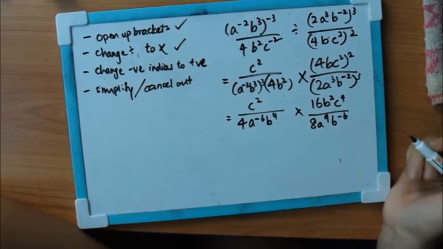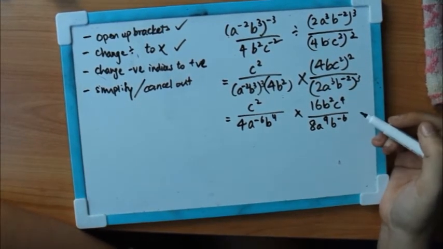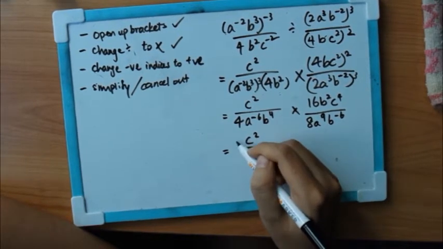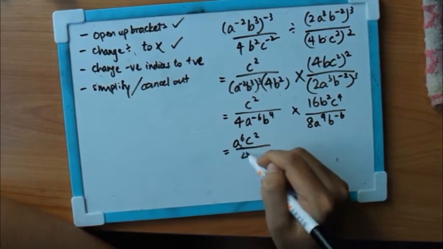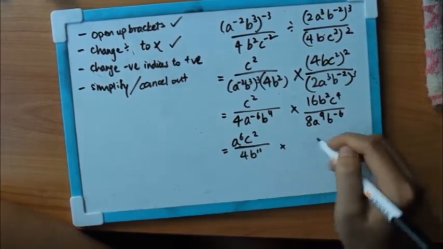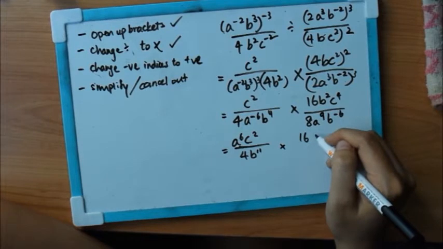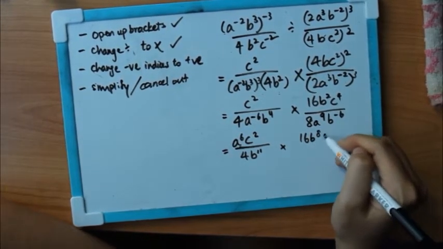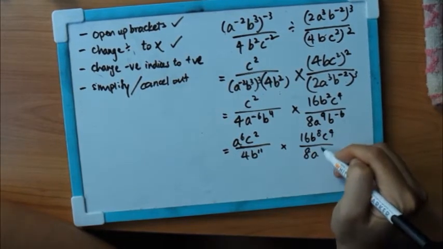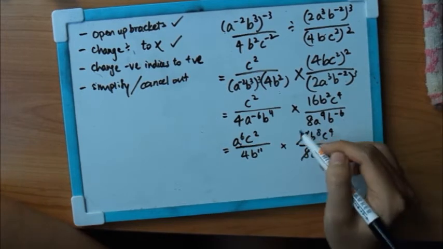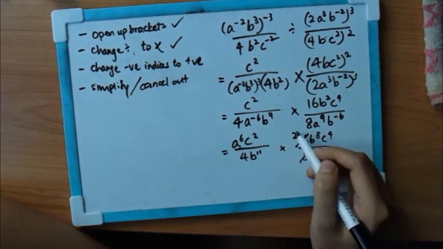B minus 6. Now I just need to resolve my negative indices, right? Change them, so a 6 goes up. 4, b 11. Okay? Same thing. Minus 6 goes up, right? Plus 6. b 8, c 4, 8, a 9. Now I can just cancel out. Nice. This is the easy part, cancelling out.